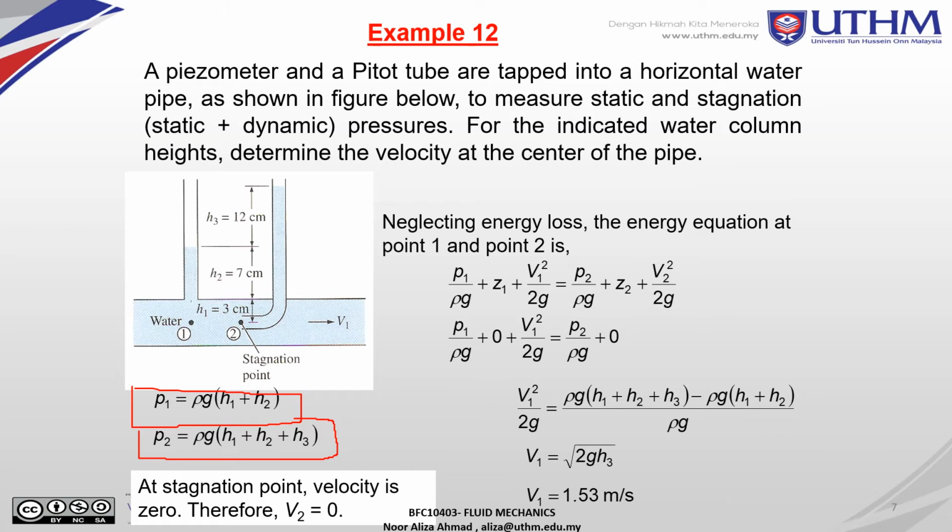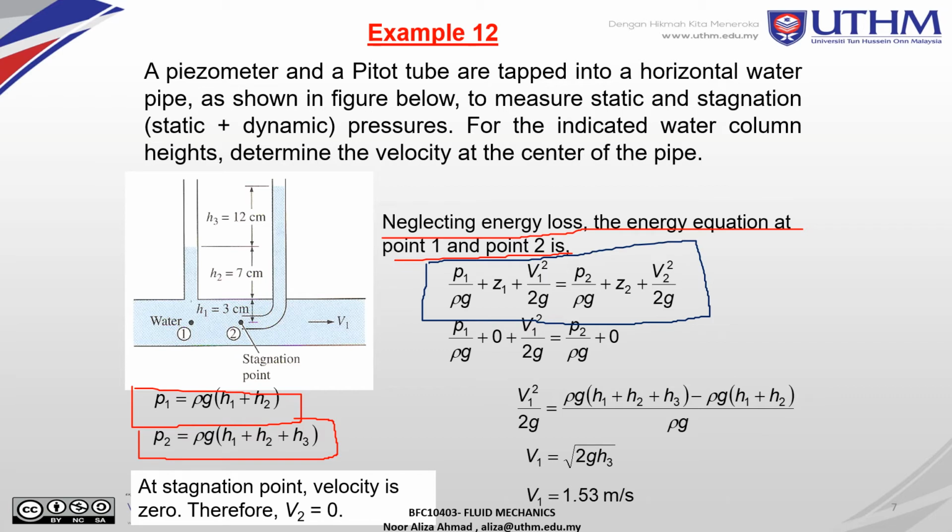At the stagnation point, velocity is 0. Therefore, velocity 2 is equal to 0. Neglecting energy losses, the energy equation at point 1 and point 2 is, using the Bernoulli equation, so you just use this equation and put all the values here.